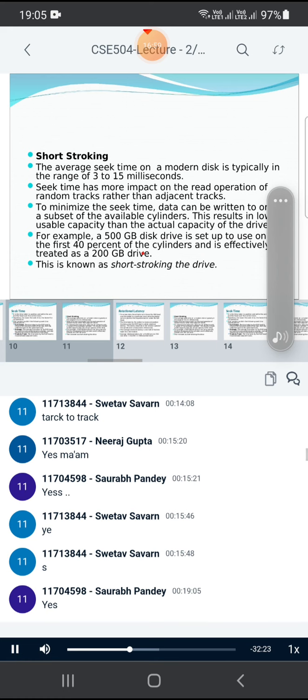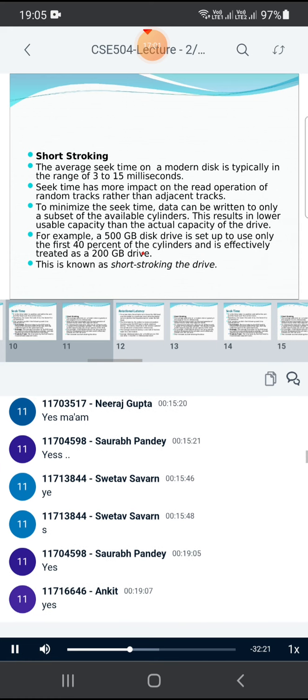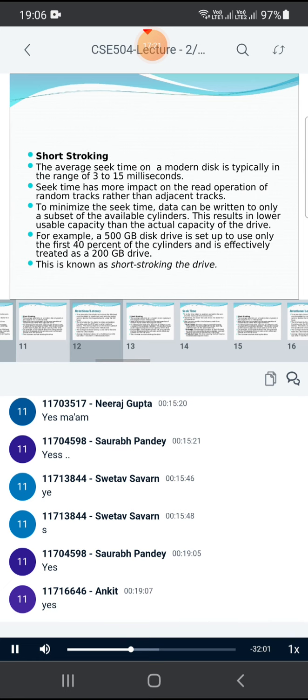Now you can get a question: what is short stroking? This could be asked in a 5 marks question. What is short stroking and how does it affect the disk performance? Would you be able to explain it? Seek time on a modern disk is typically in the range of 3 to 15 milliseconds. Alright, so I just hope that you are clear with this.